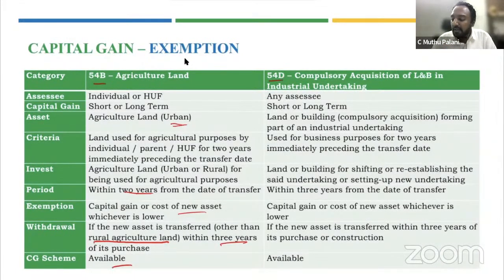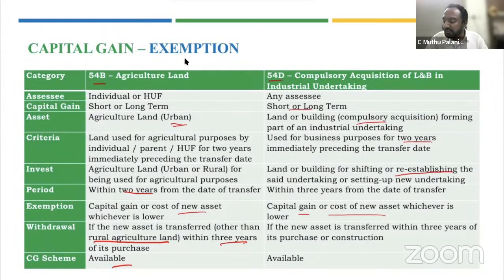What is 54D? It could be for any asset, short term or long term. I have a land or building which is compulsorily acquired, and which was used for manufacturing for the previous 2 years. Now this land was compulsorily acquired. I am moving to a different location, re-establishing, setting up again. So capital gain or cost of new asset, whichever is lower.